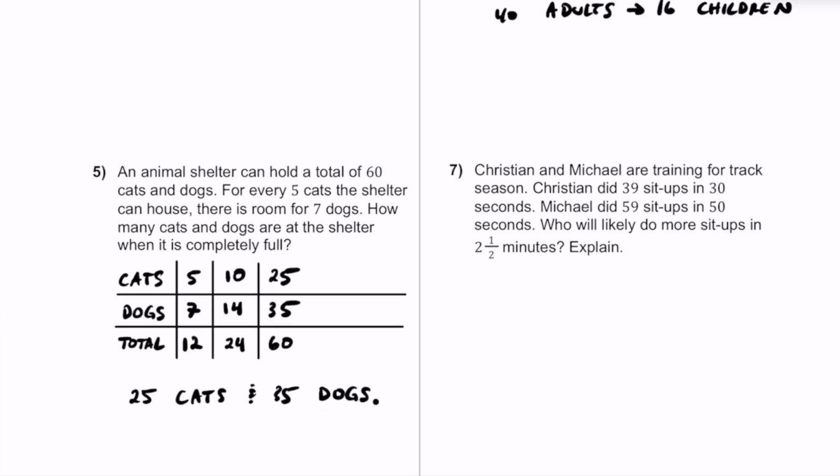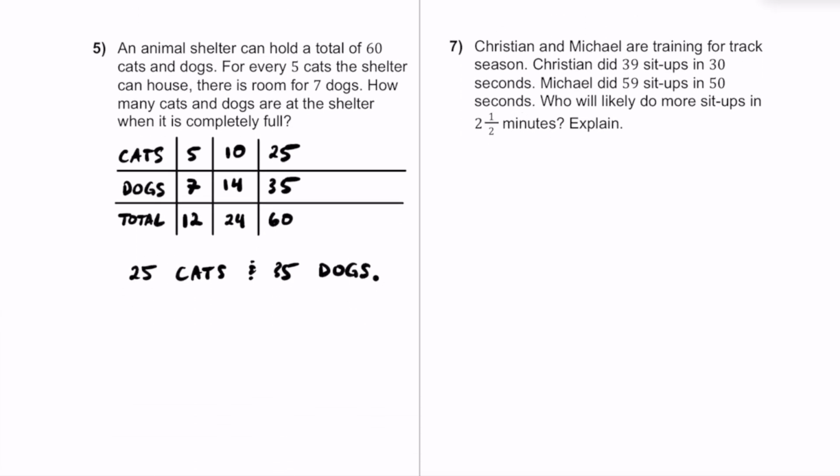Okay, so let's try one more problem. For number 7, Christian and Michael are training for track season. Christian did 39 sit-ups in 30 seconds. Michael did 59 sit-ups in 50 seconds. Who will likely do more sit-ups in 2.5 minutes?